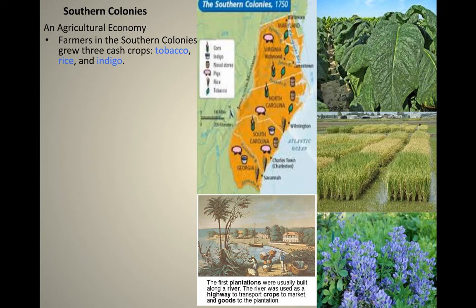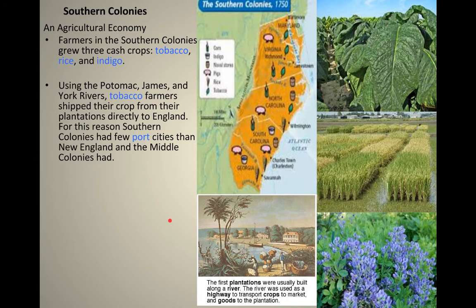Farmers in the southern colonies grew cash crops like tobacco, rice, and indigo. We've talked about all three of these now. Tobacco we've been talking about for a while, like in Jamestown. It's really important. You can see where these leaves are. That's tobacco, and here's tobacco up here. Rice down here, like down in South Carolina and Georgia. Rice plantations here, and then also indigo, like I said, to make blue dye down here. So those are the three things that they mainly grew in the South: tobacco, rice, and indigo.